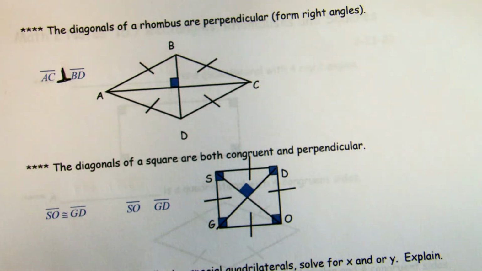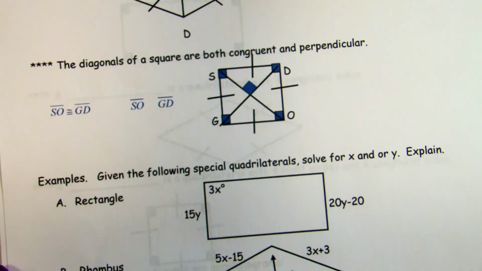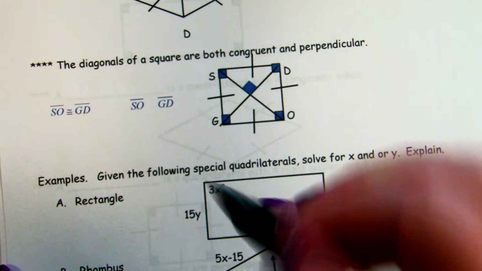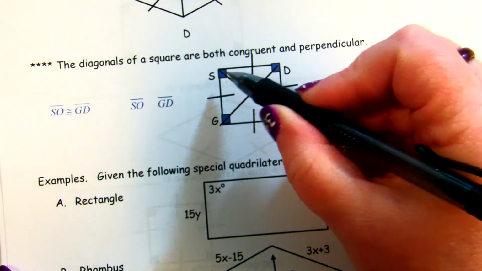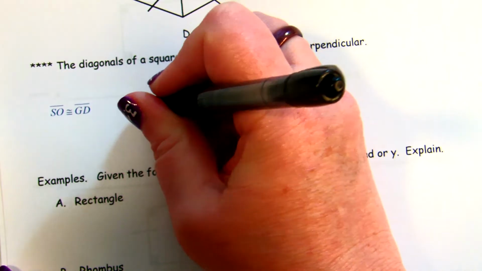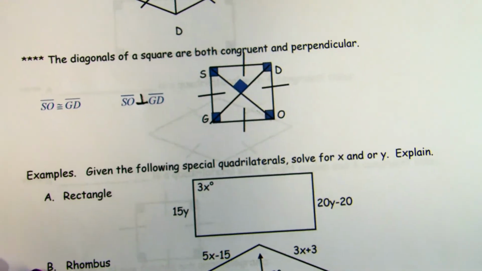And then for a square, since it's both a rectangle and a rhombus, both of those are true. The diagonals of a square are both congruent and perpendicular. So SO is congruent to GD, and SO is perpendicular, upside down T, perpendicular to segment GD.